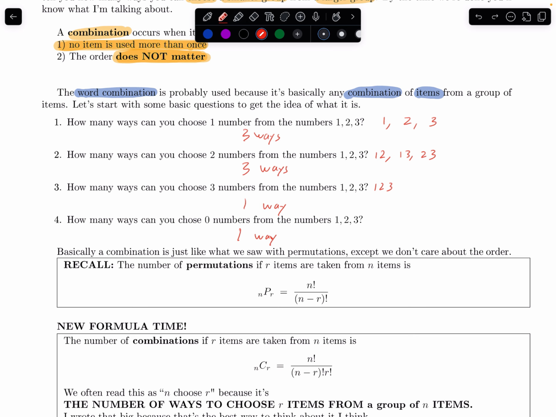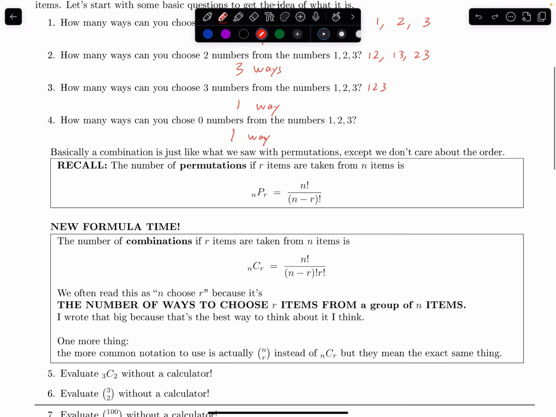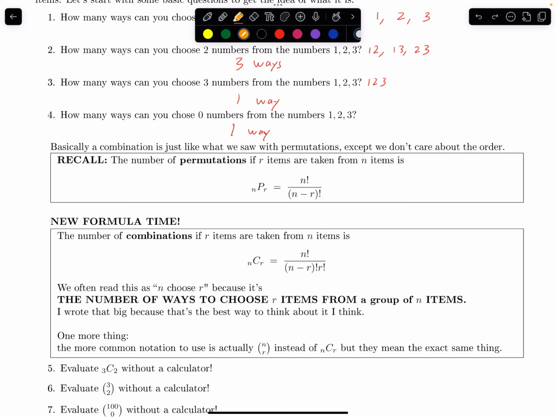Okay, the first 4 questions were just to get you a feel for what a combination is. So now that we have an idea of what it is, let's talk about the formula for how to calculate these things. But first, let's recall the formula for permutations. This is something we did last class, right? We had nPr, that's n factorial over n minus r factorial. If you rewrite that a different way, that's just n times n minus 1 times n minus 2 all the way down to n minus r plus 1, and that gives you r items, right? So r things that you're multiplying together.